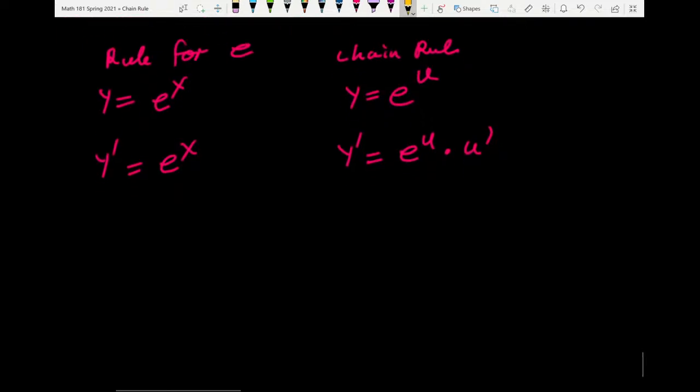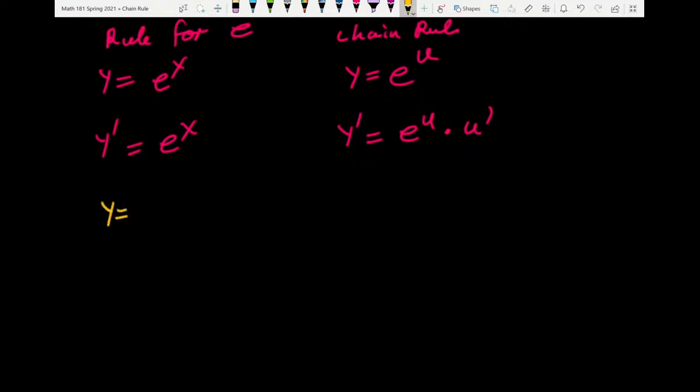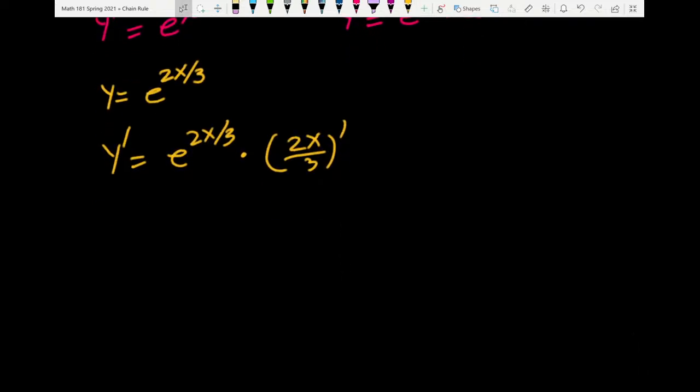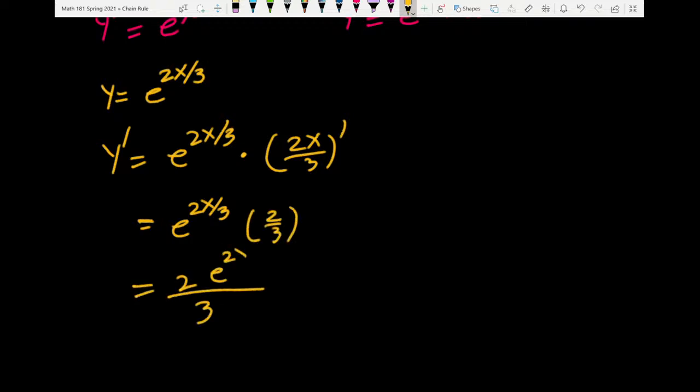So let's look at a problem. Y equals e to the 2x over 3. So what would be the derivative of that? It would be e to the 2x over 3 times the derivative of 2x over 3. And the derivative of that would be just 2/3. If we simplify it, you just get 2/3 e to the 2x over 3.